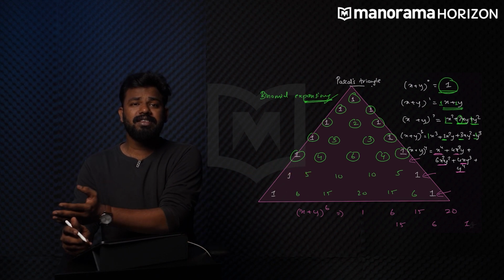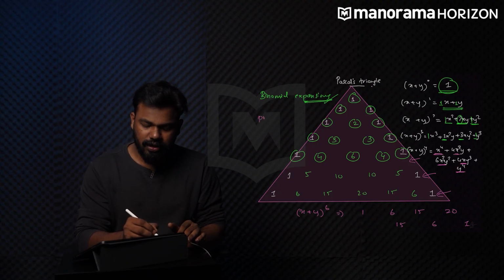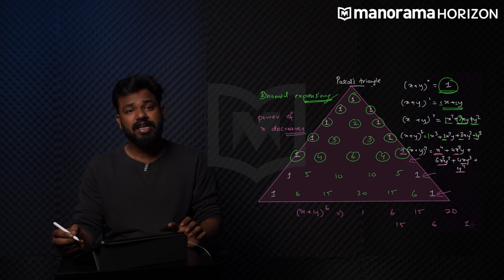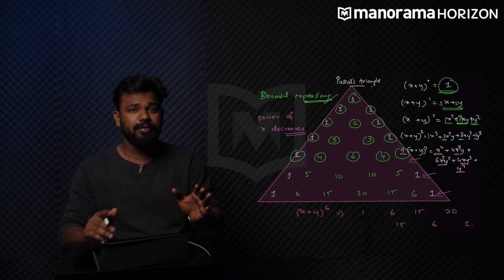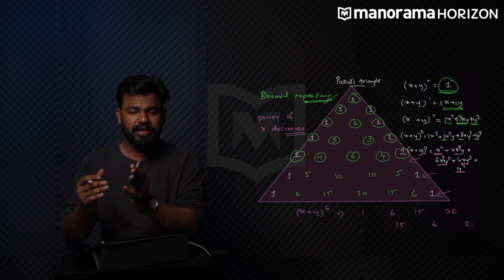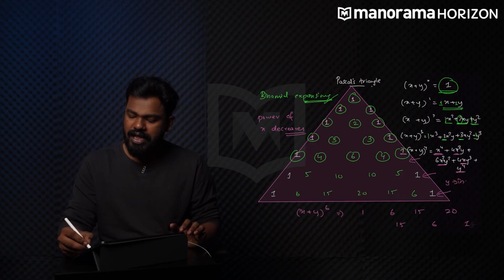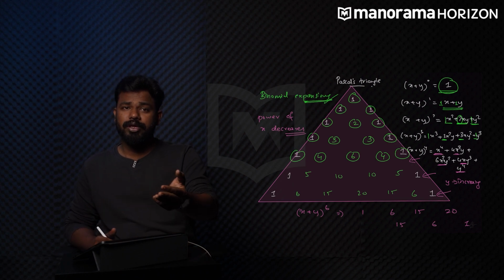So the power of x is decreasing. Yes. So in a binomial expansion, the power of x decreases. And what happens to the power of y? You can see that in the first term there is no y term, so that means the power is 0. The second one, y is having a power 1, then 2, then 3, then 4. So you can say that the y power is increasing. This was in the case of (x plus y) the whole raised to 4.